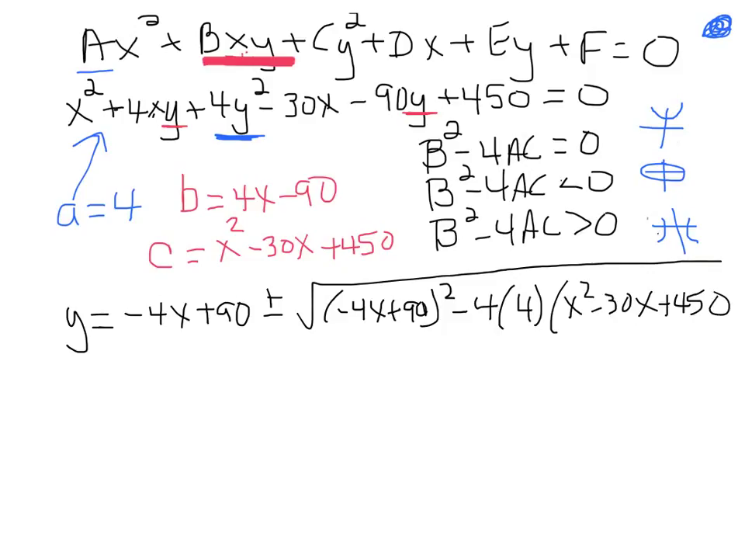Okay, and that's all over 2a. So 2 times 4 is 8. So there we go. That's our quadratic equation. And you could try simplifying it if you want by squaring this binomial and working with the inside of the radical, or you could just leave it alone. So it depends on what you want to do. If you like simplifying and combining like terms, you can go ahead and do that.